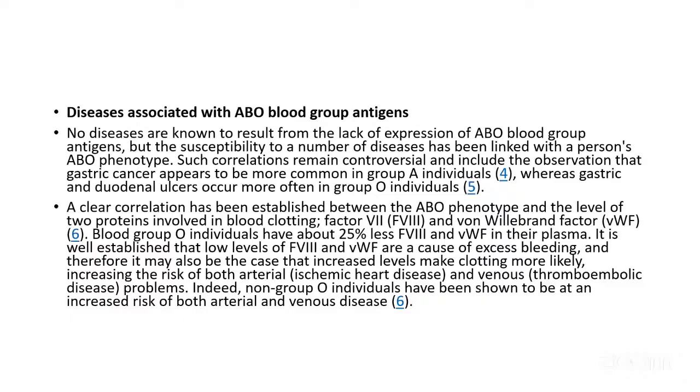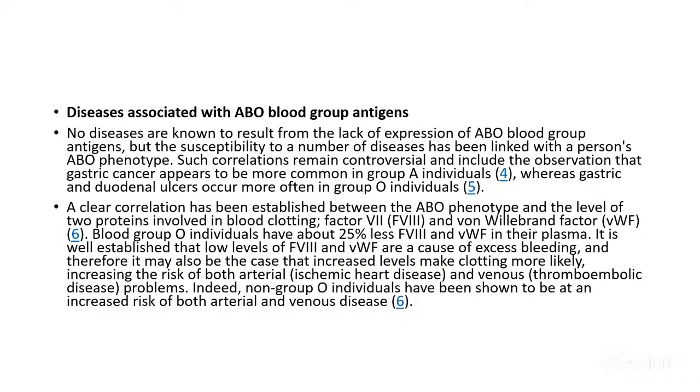Now, diseases associated with ABO blood group antigens. No diseases are known to result from the lack of expression of ABO blood group antigens, but the susceptibility to a number of diseases has been linked with a person's ABO phenotype. Such correlations remain controversial and include the observation that gastric cancer appears to be more common in blood group A individuals. The person that did the research is the one that I quoted there. Whereas gastric or duodenal ulcers occur more often in group O individuals.